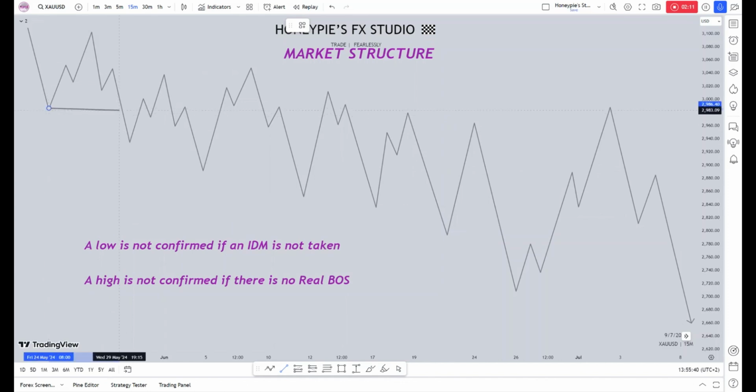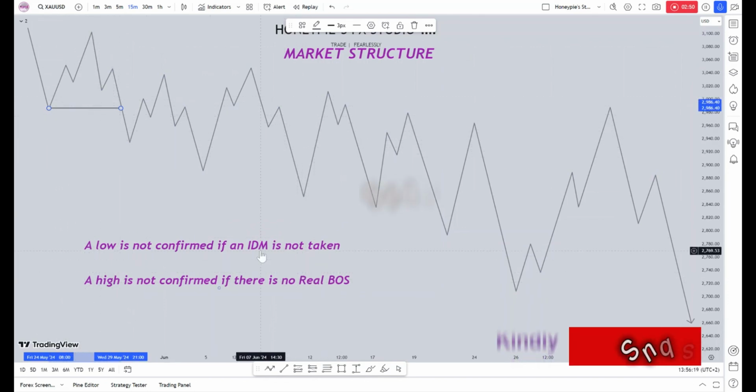At this point here, from here to this point here, a lot of traders are going to identify it as a break of structure. Now, is this truly a break of structure? The answer is no. The reason is because a low is not confirmed if the inducement is not taken, and a high is not confirmed if there is no proper break of structure. At this point, we found out that there is no inducement that this high took before this break of structure. So automatically, this is not a real break of structure.